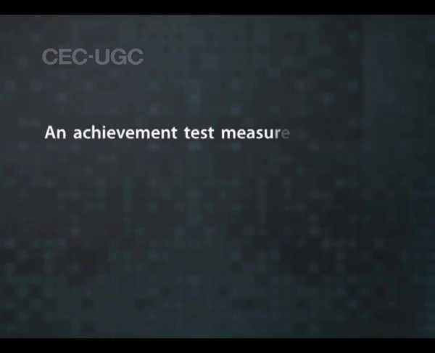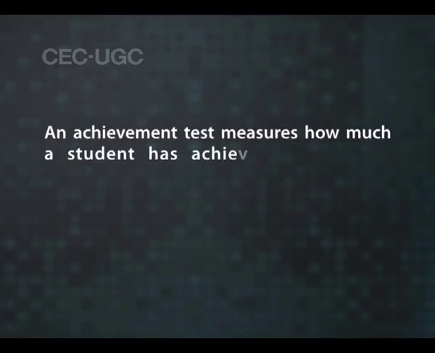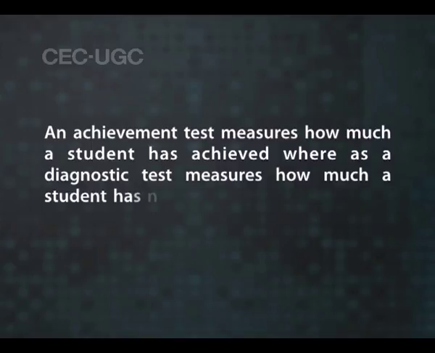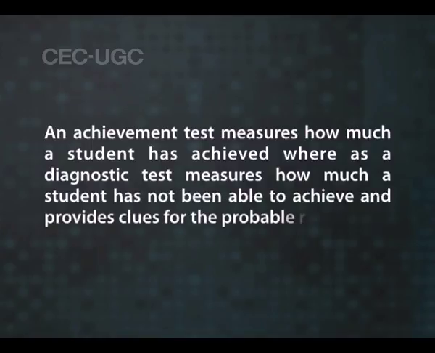An achievement test measures how much a student has achieved, whereas a diagnostic test measures how much a student has not been able to achieve and provides clues for the probable reasons. Its purpose is to identify the exact nature of the difficulties and locate the causes that result in poor performance.